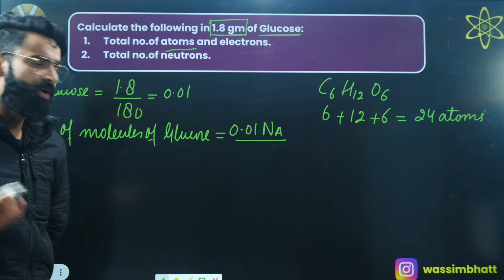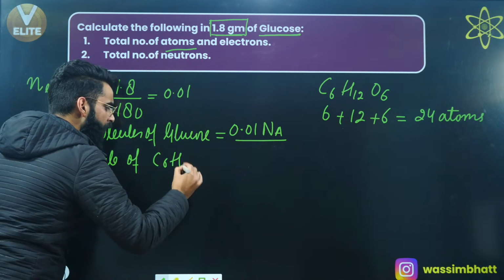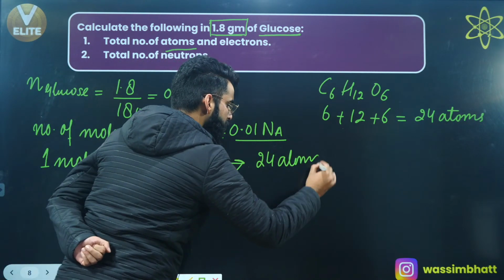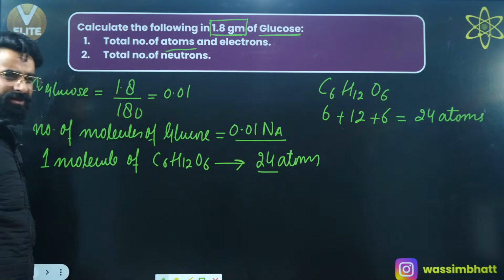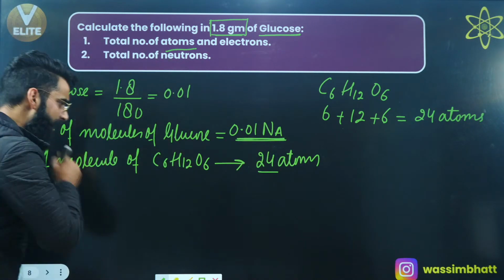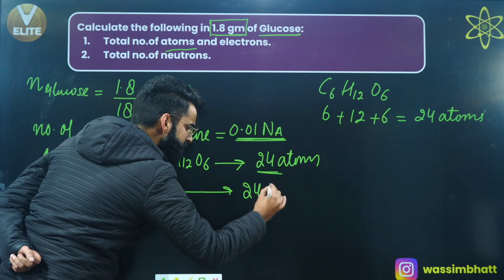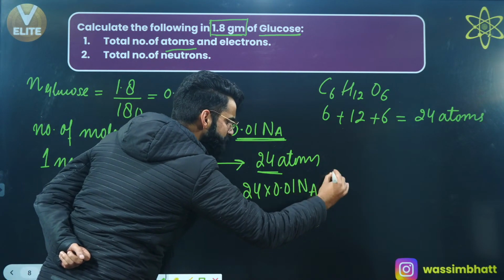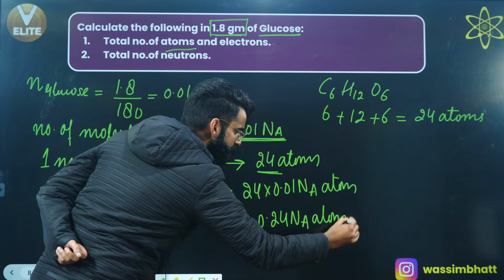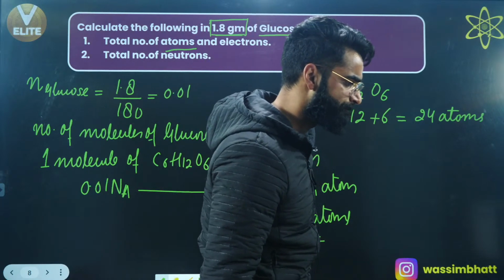Now I'm going to write the same thing in the form of a statement, and the question will be done and dusted. One molecule of glucose contains 24 atoms in total. Do I have one molecule of glucose? No way. We have 0.01 NA molecules of glucose. So if one molecule of glucose contains 24 atoms, 0.01 NA molecules of glucose will contain 24 multiplied by 0.01 NA atoms in total. So the value will be 0.24 NA atoms. So these many total atoms will be there in 1.8 grams of glucose. As simple as that.